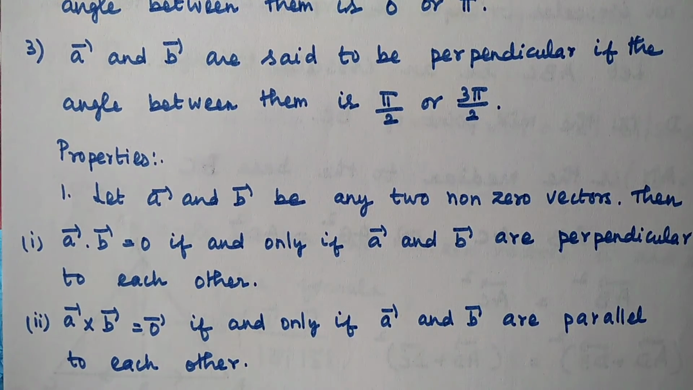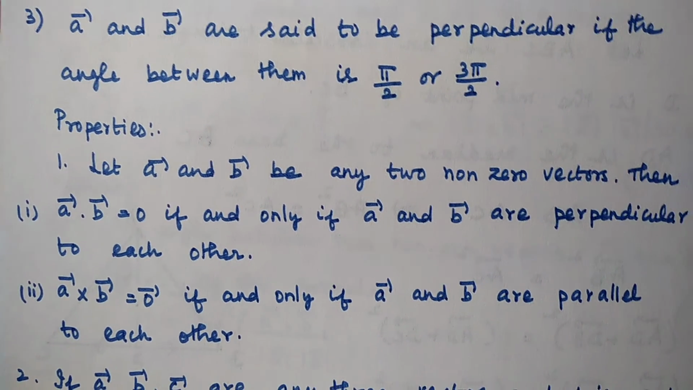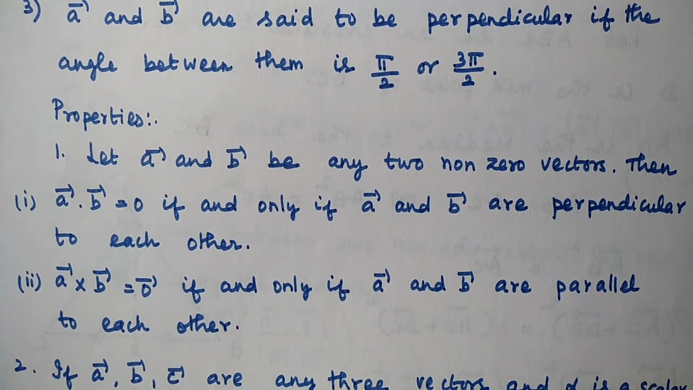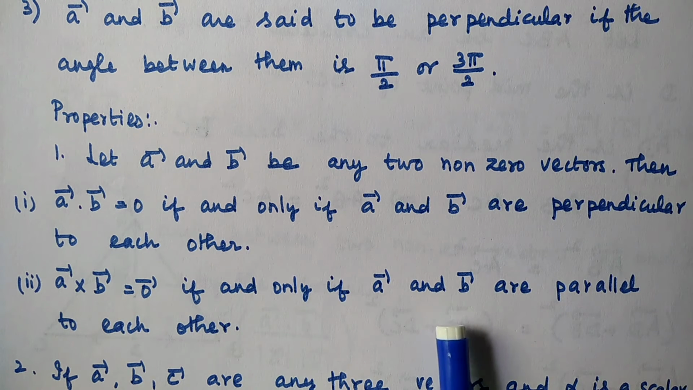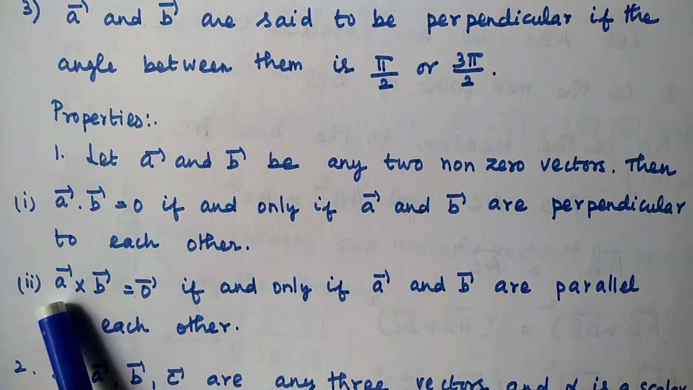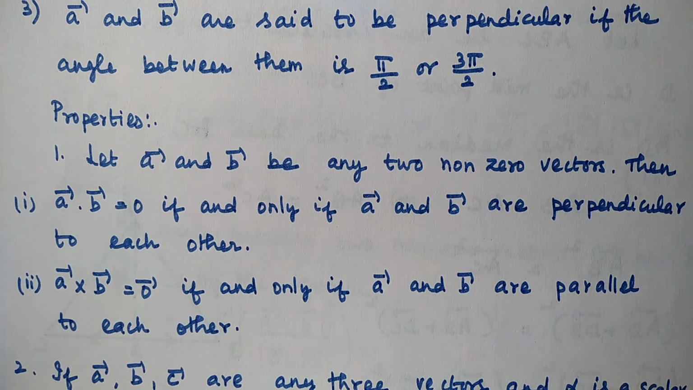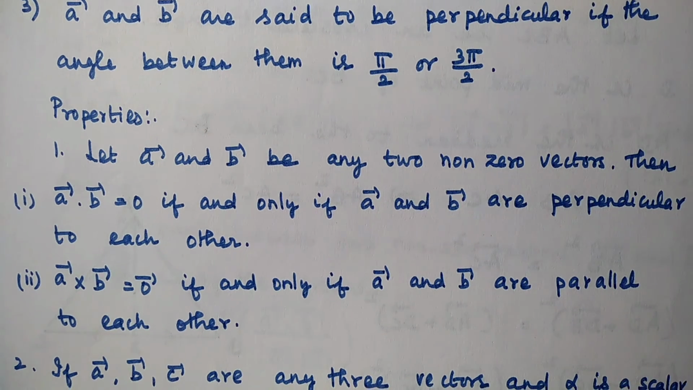Next, a vector cross b vector equal to 0 vector if and only if a vector and b vector are parallel to each other. If a vector cross b vector equal to 0 vector, then a and b are parallel. Converse, if a and b are parallel, then a vector cross b vector is equal to 0 vector.